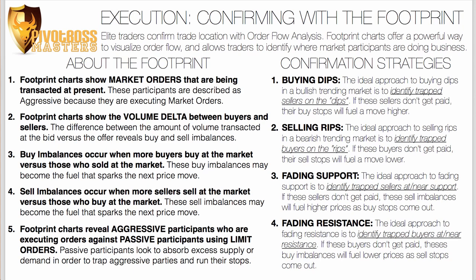Now, when it comes to confirming with the footprint, it's very, very simple for the most part. There's several strategies here that we'll look at, confirmation strategies, but they're very, very simple. The first one is buying dips. Obviously, in a market that's trending higher, the goal is to look to defend counter trend rotations, buy dips in the direction of the existing move. Yesterday was a huge trend day. That was an opportunity to buy dips. So the ideal approach to buying dips in a bullish trending market is to identify trapped sellers on the dips. If these sellers don't get paid, their buy stops will fuel a move higher.